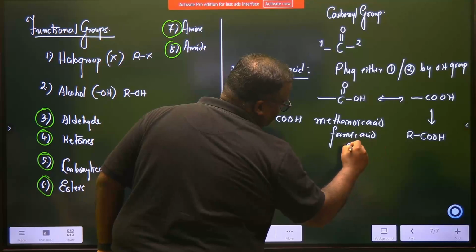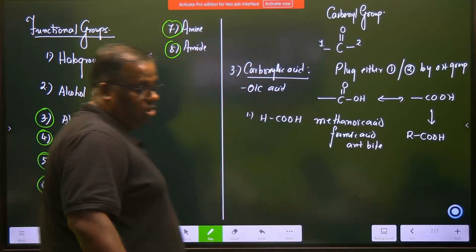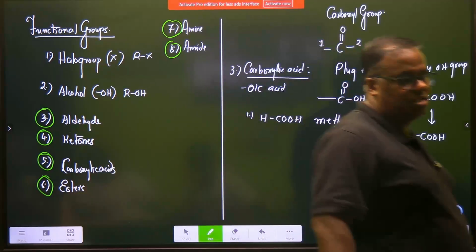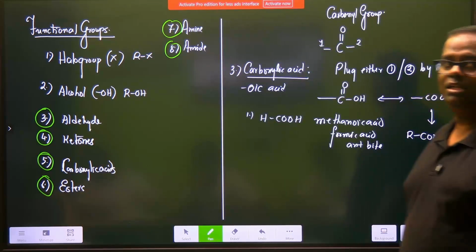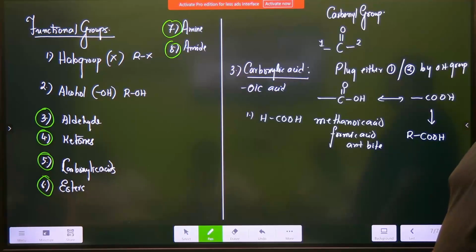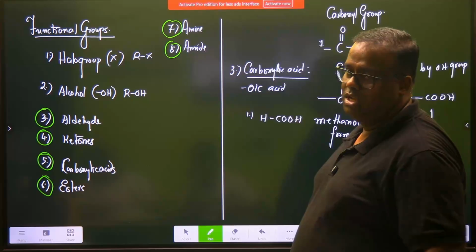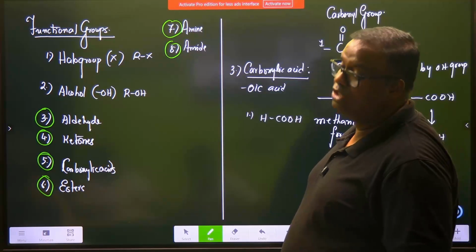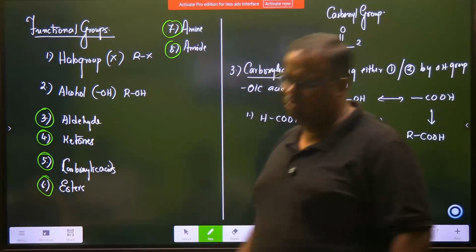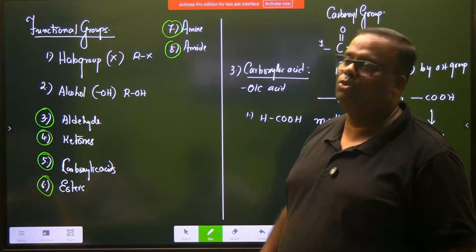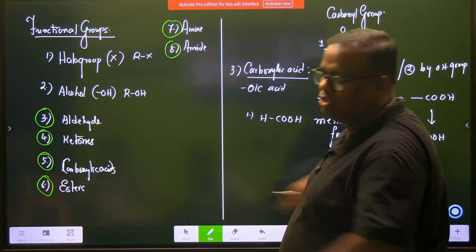And remember, ant bite. When an ant bites you, it will inject formic acid in your body. That's why when ants bite, it will itch. The coolest medicine that you can give yourself is the white Colgate, not the gel ones, though gel ones also have it. The white Colgate is a very good base. Ant has injected what in your body? Acid. So it will itch on your body.